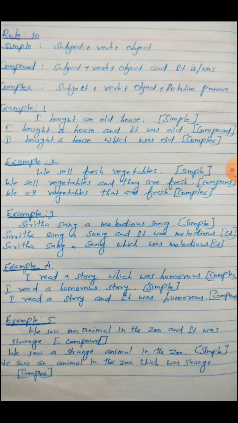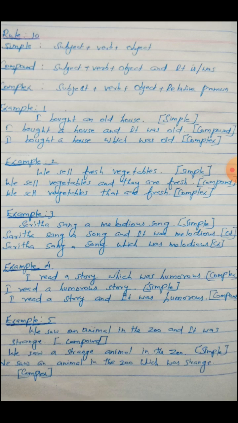See the first sentence. I bought an old house. Here I is the subject, bought is the verb, and old house is the object. So it is SVO, a simple sentence. So how do you change it to a compound sentence? A compound sentence needs two main clauses with a coordinating conjunction.